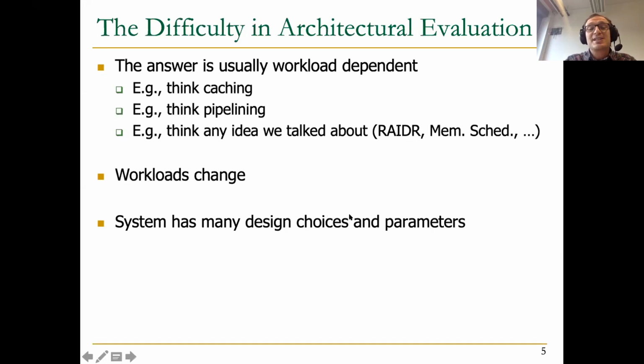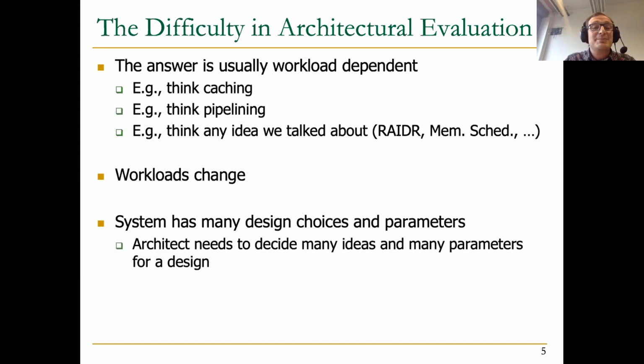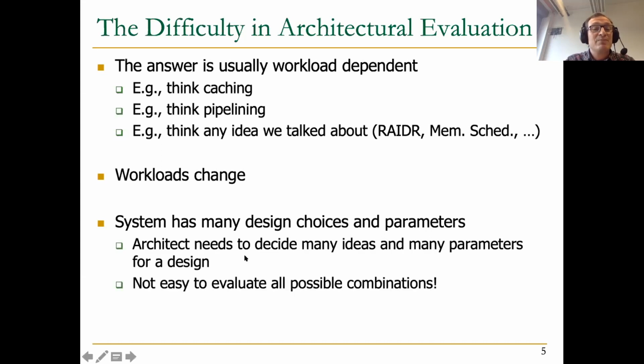Also, a system has many design choices and parameters. I've discussed this earlier. I said you have hundreds, if not thousands, of design choices you need to make. An architect needs to decide many ideas and many parameters for a design, and it's not easy to evaluate all possible combinations. In fact, it's not possible to evaluate all possible combinations if you're designing a big system.